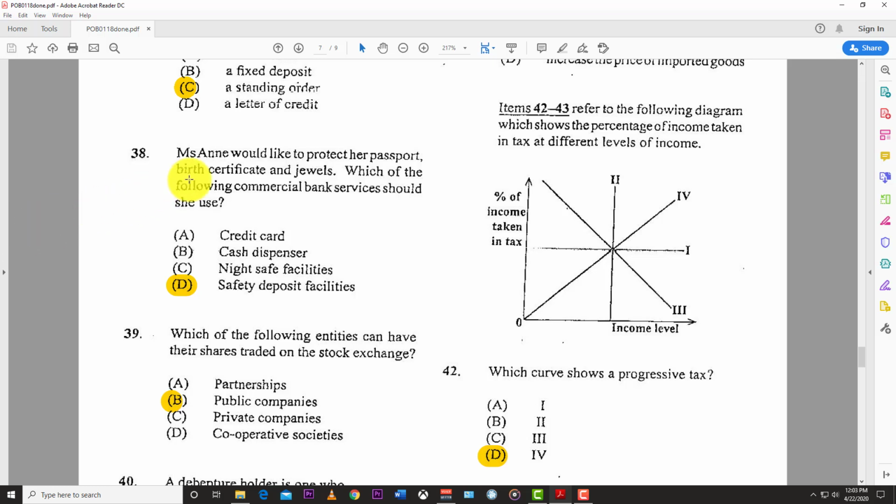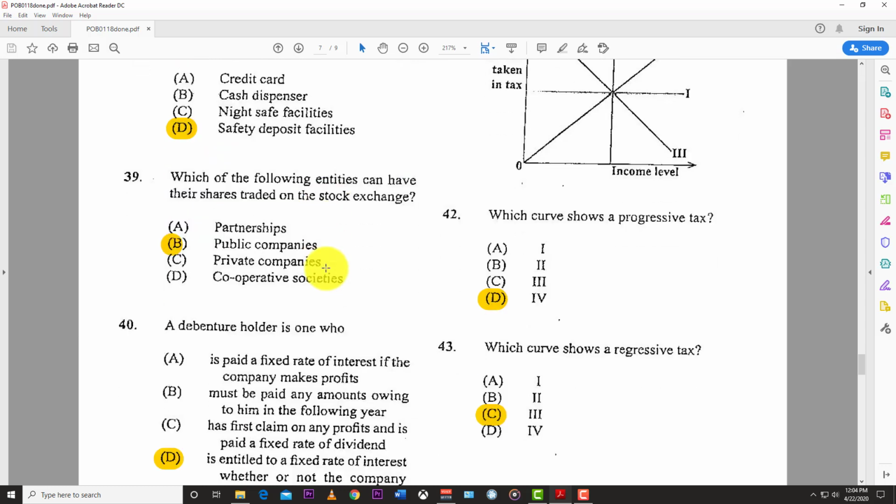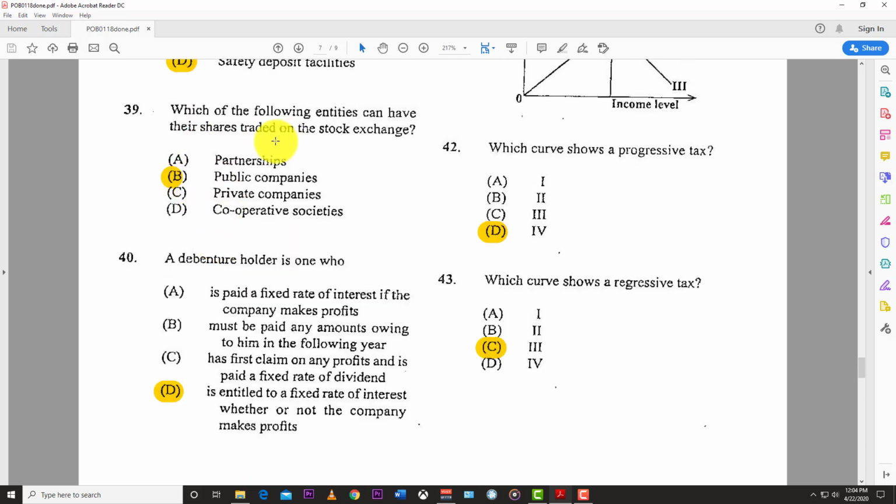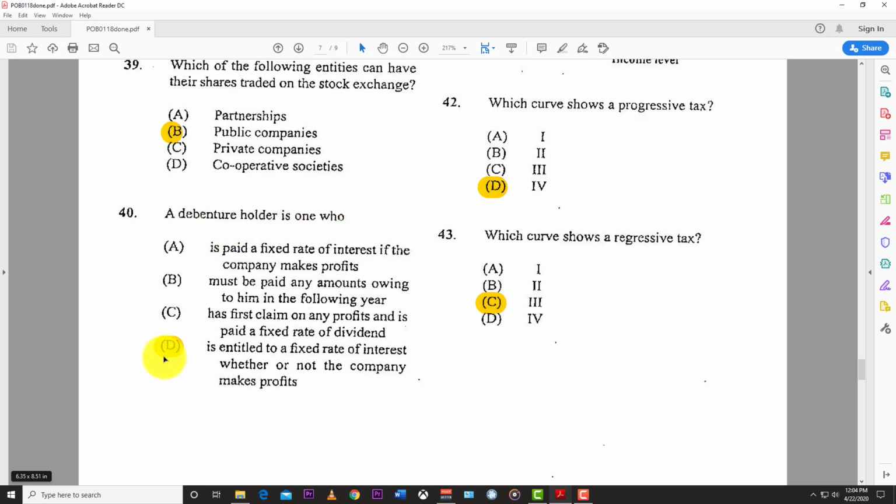38. Miss Anne would like to protect her passport, birth certificate, and jewels. Which of the following commercial bank services should she use? And of course, the best answer here is D, safety deposit facilities or the safety deposit boxes. When you watch the movies, you see all these people storing the diamonds in the safety deposit box in the banks, and so yes, safety deposit facilities. 39. Which of the following entities can have their shares traded on the stock exchange? B, the public companies. That's one advantage they have over the others. They can trade their stocks on the public stock exchange. Number 40. A debenture holder is one who, and the best answer here is D, is entitled to a fixed rate of interest whether or not the company makes a profit. That's the key thing.